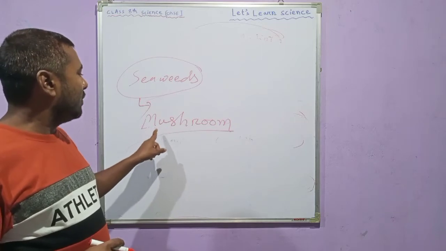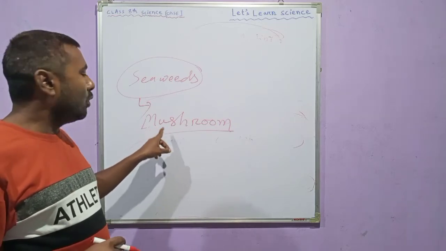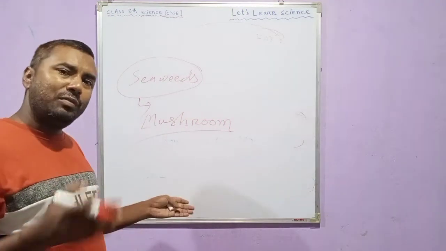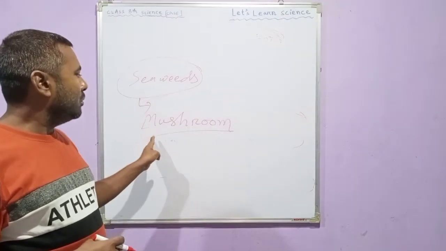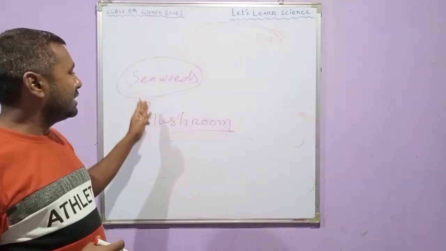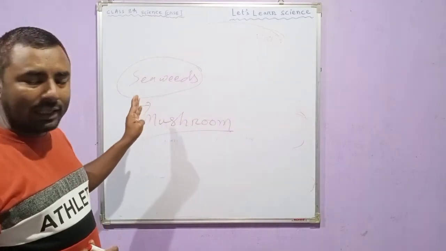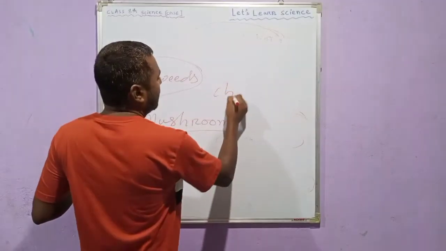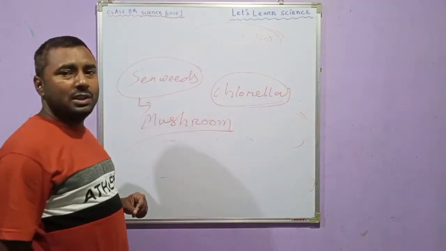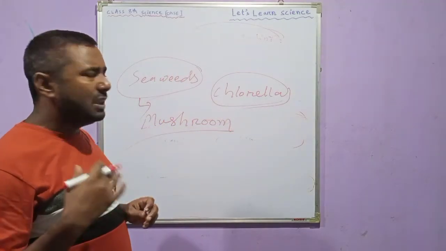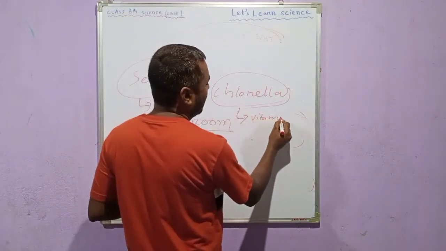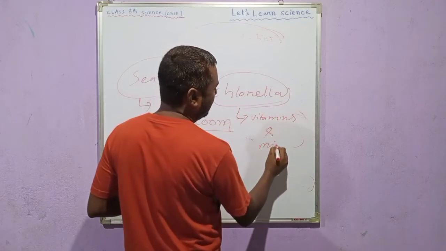One thing you have to remember is that all mushrooms are not edible. Some mushrooms are very poisonous and cannot be eaten by people. But there are some mushrooms that can be eaten as food. Then seaweed is taken as food. Then chlorella is also used as food, which is a very rich source of vitamins and minerals.